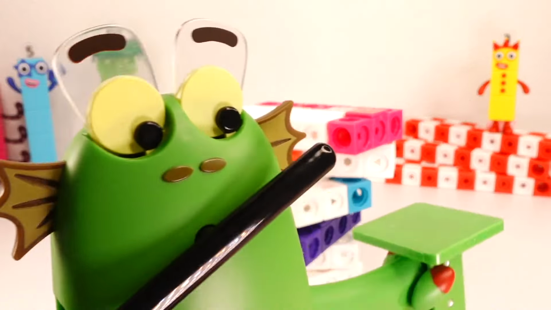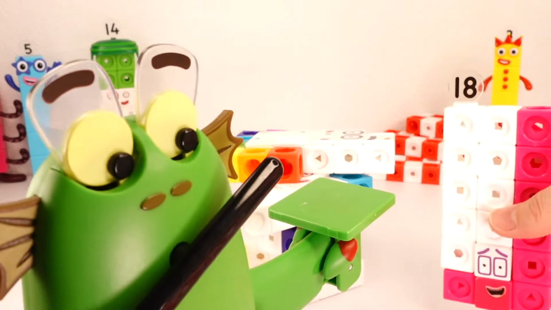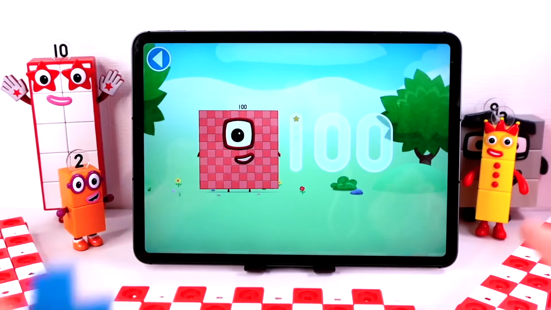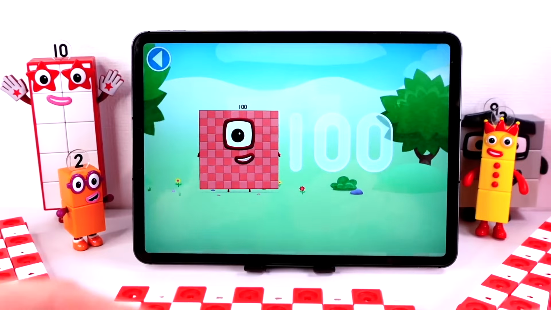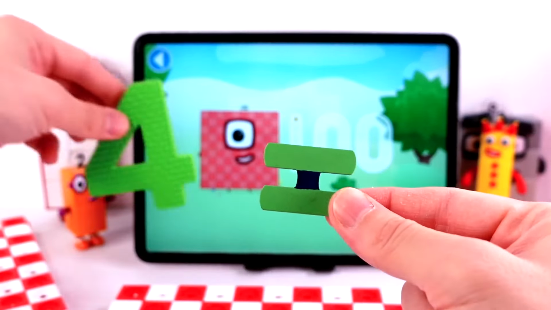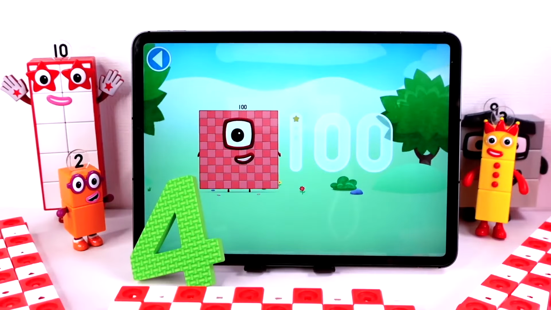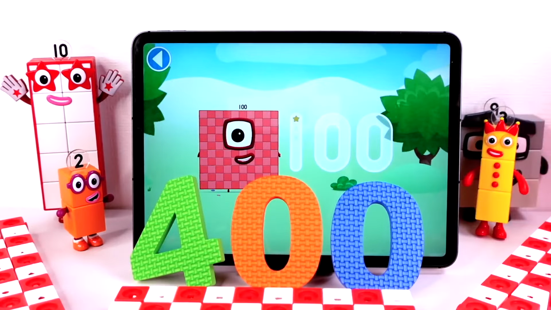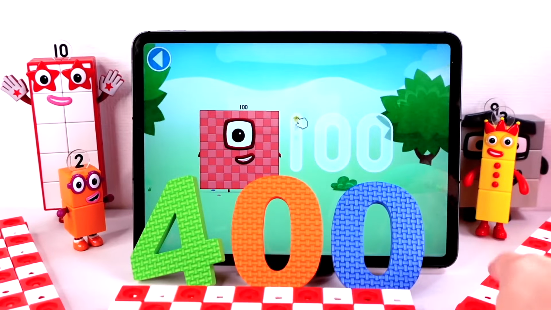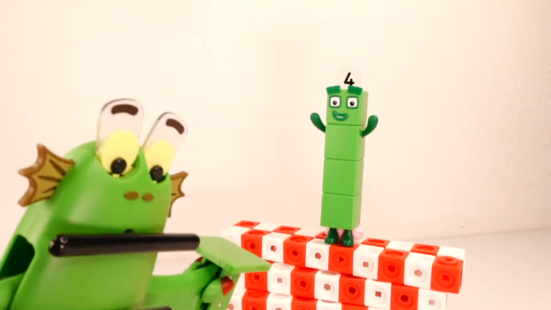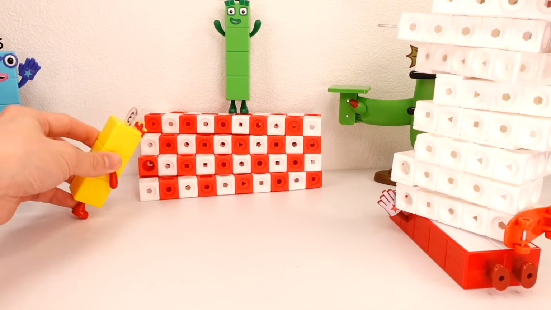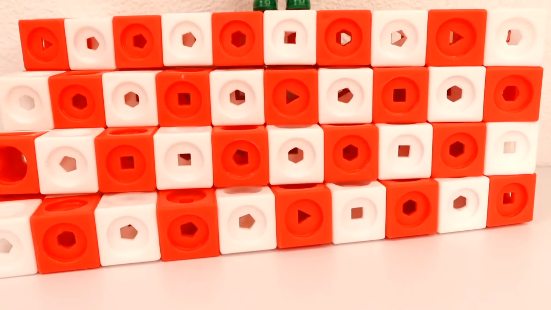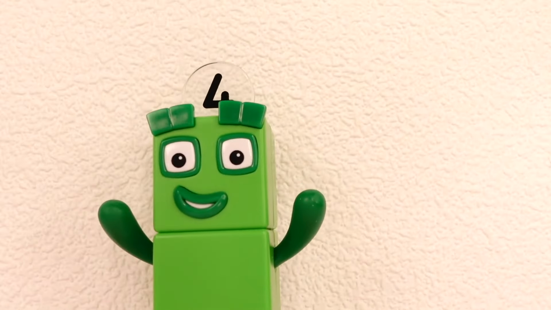Hello! And now we count next number block. 100 plus 100 plus 100 plus 100 equals big number block like this. Look, guys, we counting big number block. 400 number block. 1, 2, 3, 4. 400 number blocks. Now we build big number. We build 400 number blocks.